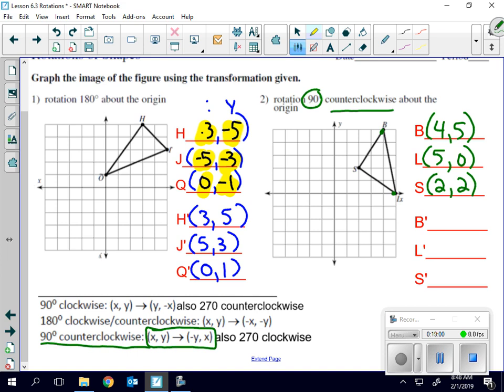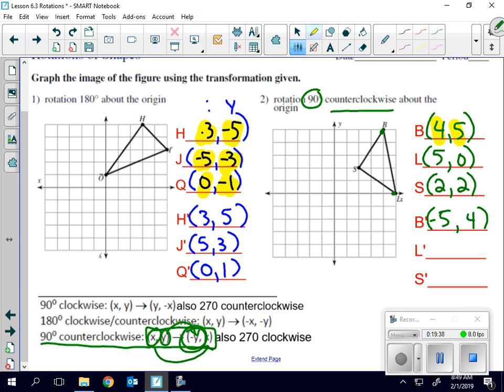Okay, so we're going to rotate it 90 degrees counterclockwise. And that means the X gets moved over into the Y spot. The Y gets moved over into the X spot and made opposite. So look at this one. 4 is the X, 5 is the Y. We are going to flip them around first. 5 would come first, 4 would come second, but I need to make this first one in the end opposite. So this one's going to be negative. So it should be -5, 4.